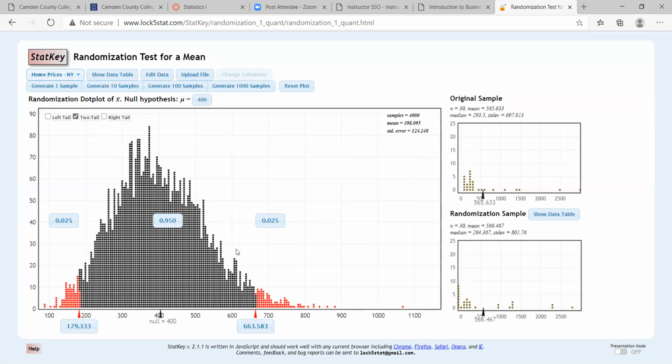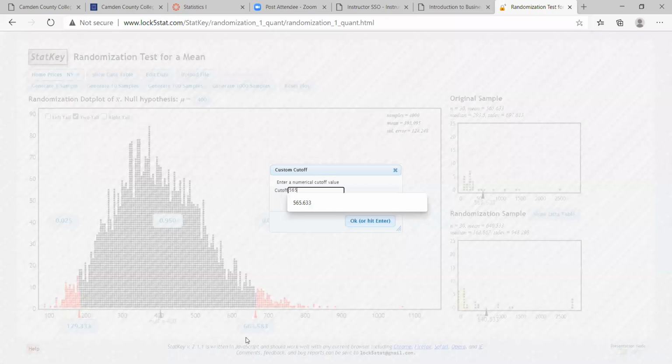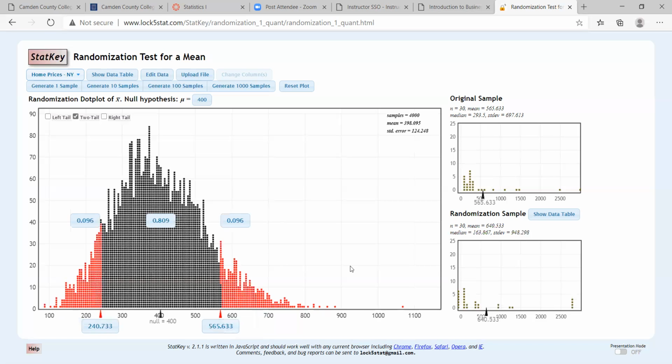And let's make the alpha to be, let's just put our number in. Now we have two choices here. We could put it here or here, but since the null is 400 and our sample is bigger than that, we would replace this number with 565.633, right? That's what we do. It makes kind of common sense to do that.